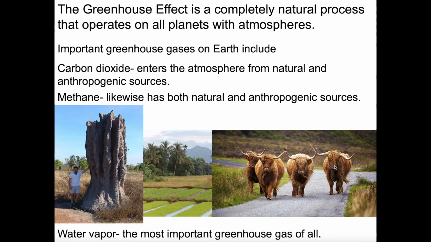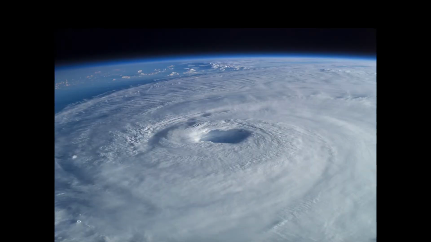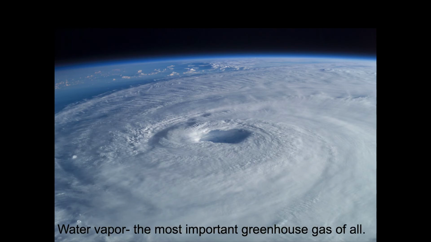Water vapor is perhaps the most important greenhouse gas of all, and it's one of the least talked about. Water vapor, being the most important greenhouse gas of all, is depicted here in a hurricane where air is rushing along the Earth's surface to replace the rising air that is lifted at the center of the hurricane.